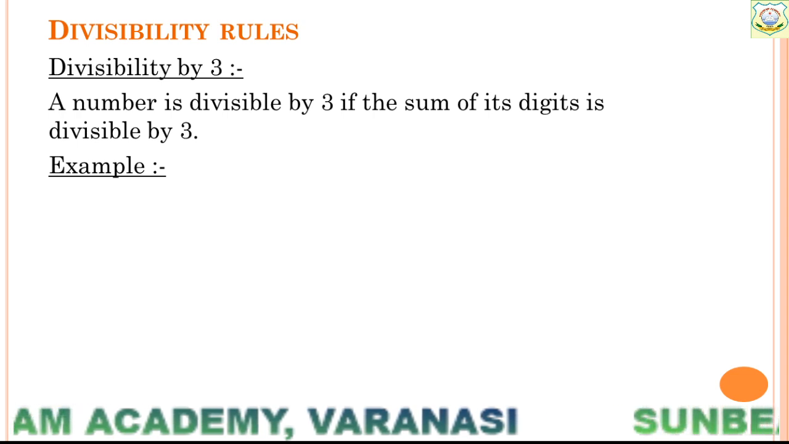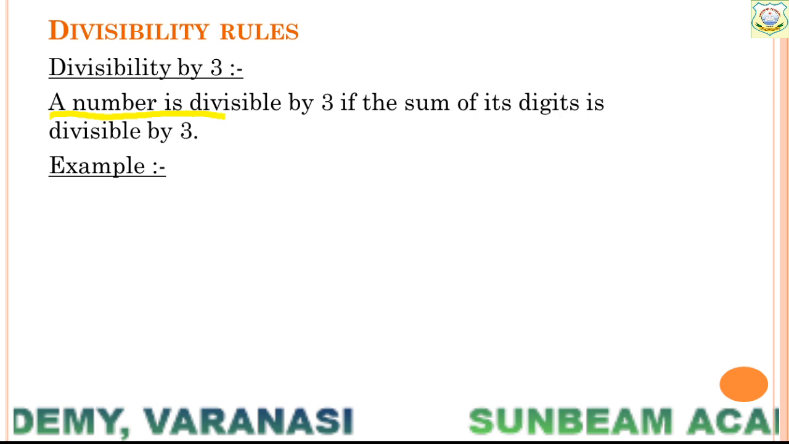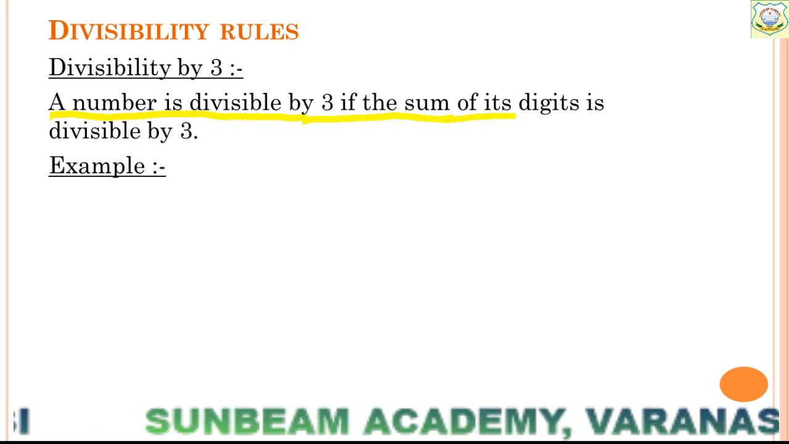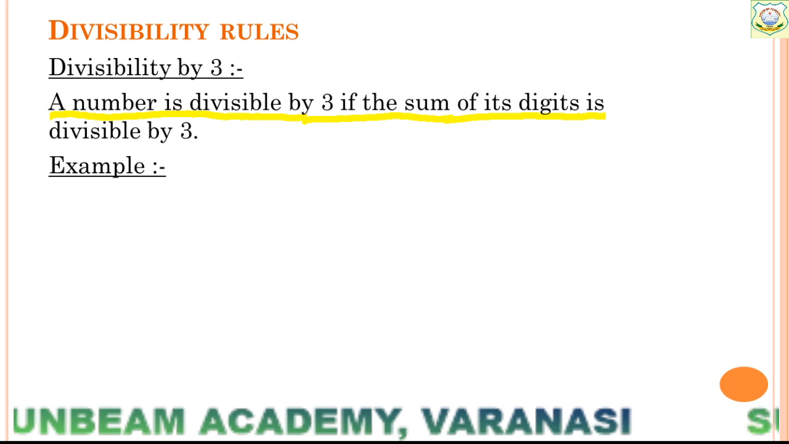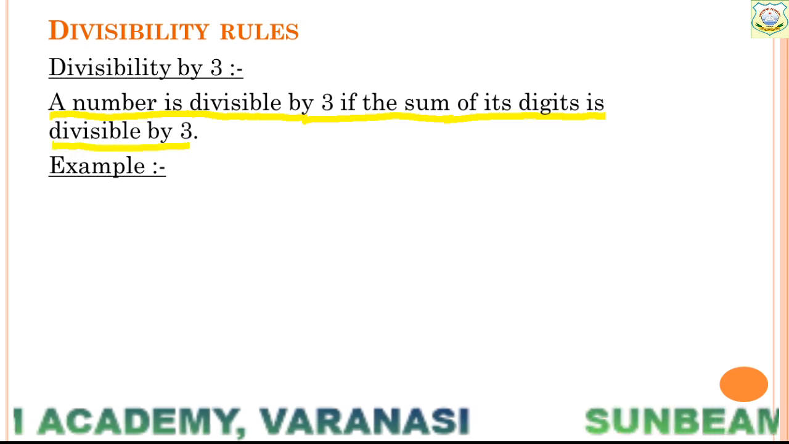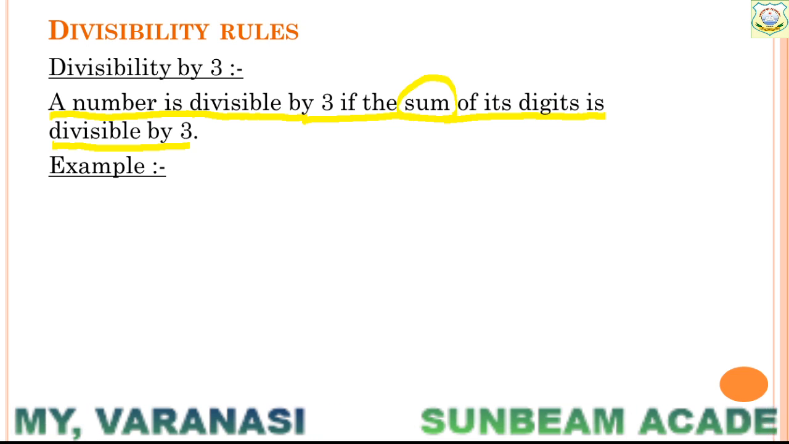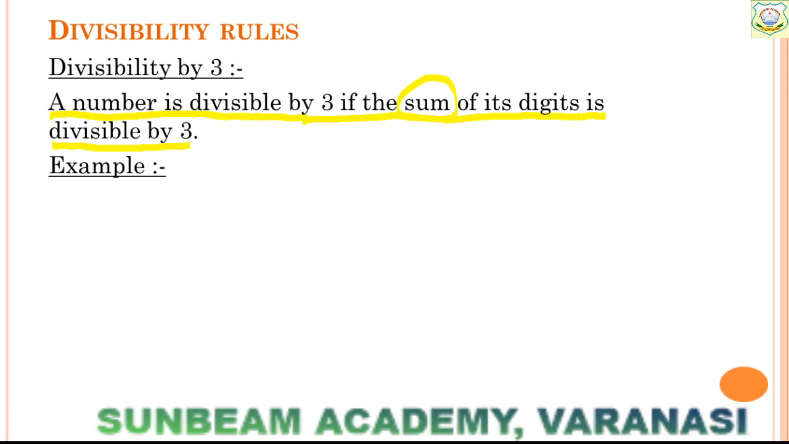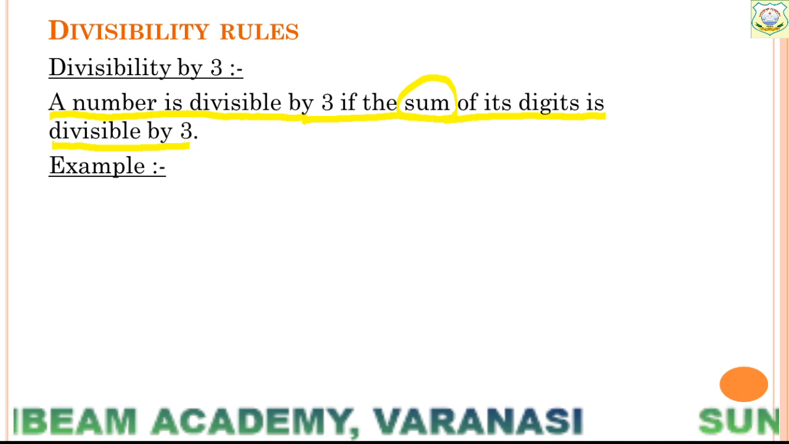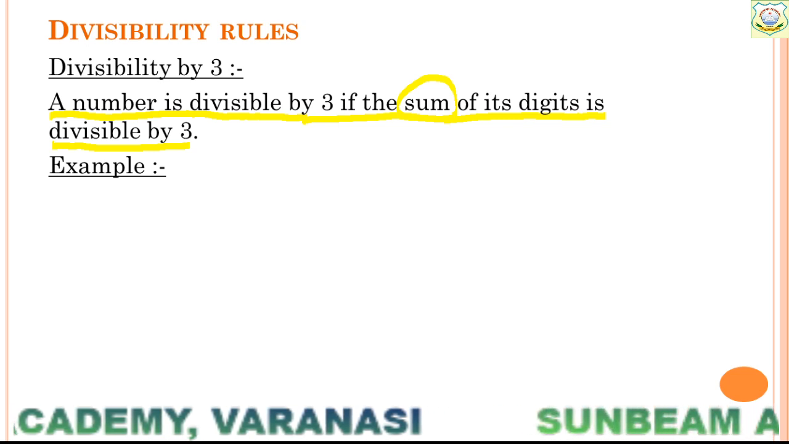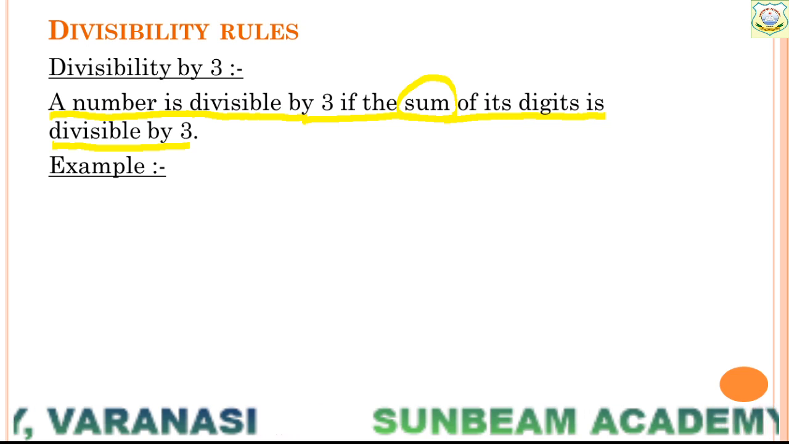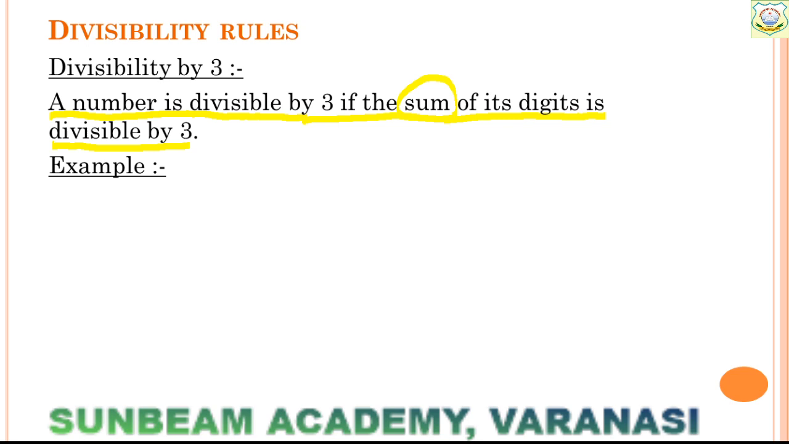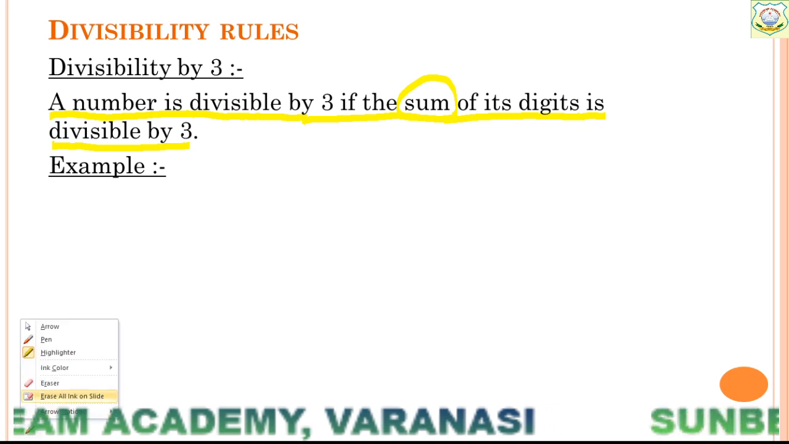Okay. A number is divisible by 3 if the sum of its digits is divisible by 3. Now, here the main thing is the sum. First we have to add the digits of whatever number we have. First we will add the digits and then we have to check whether the sum is divisible or not, right? So let's take some examples.